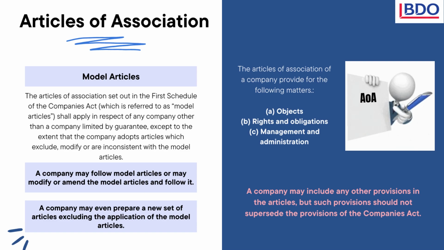Hence, a company may follow model articles or may modify or amend the model articles and follow it, or prepare a new set of articles excluding the application of the model articles. Particularly, the Articles of Association of a company may provide for the following matters: objects, rights and obligations, management and administration. The factor to be stressed is that a company may include any other provisions in the articles, but such provisions should not supersede the provisions of the Companies Act.